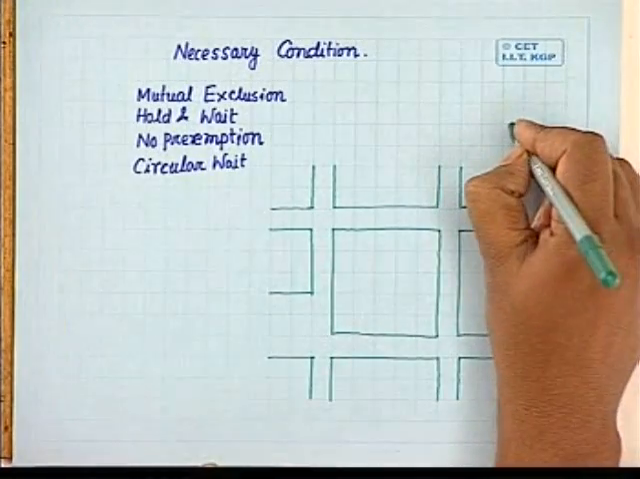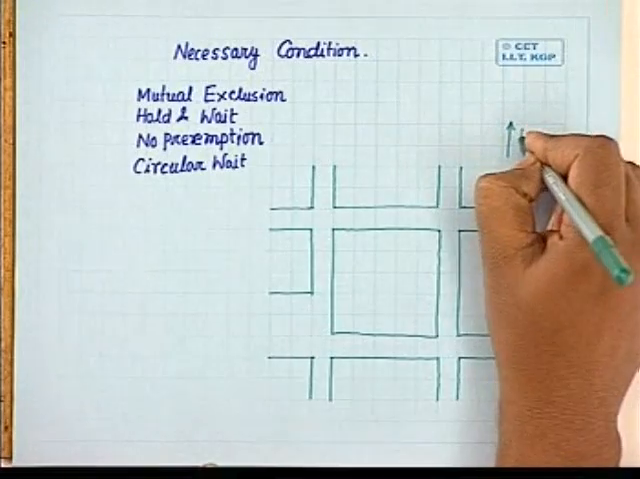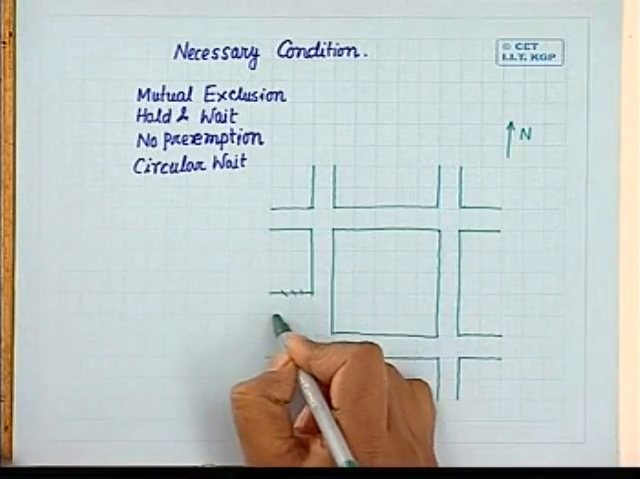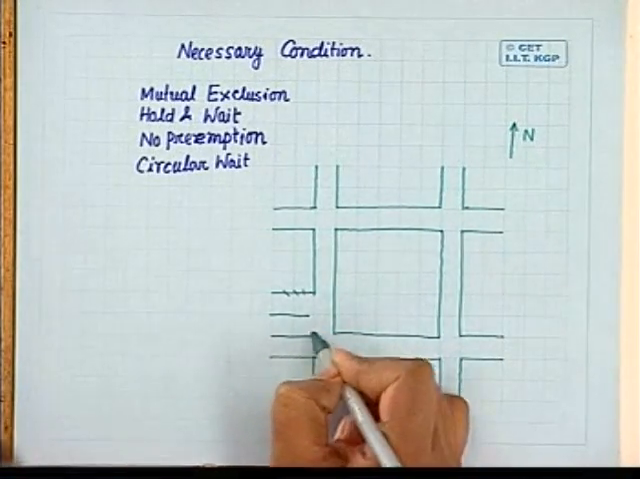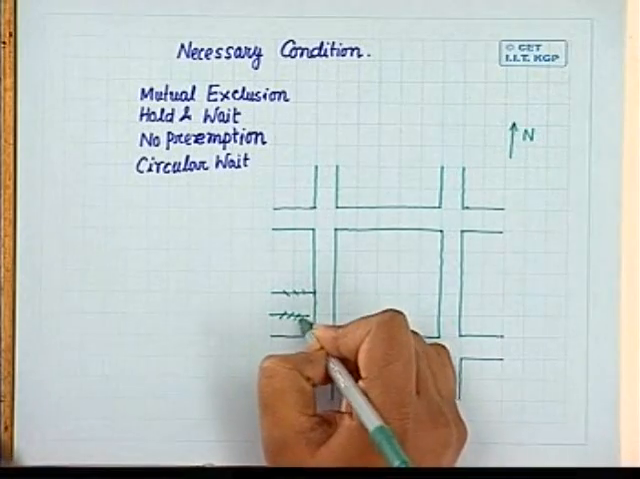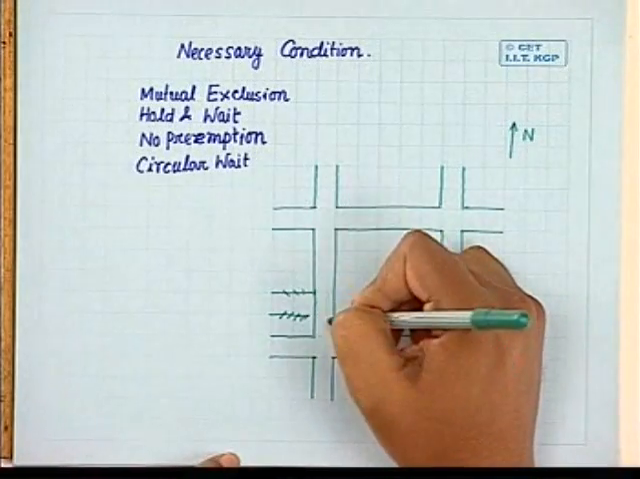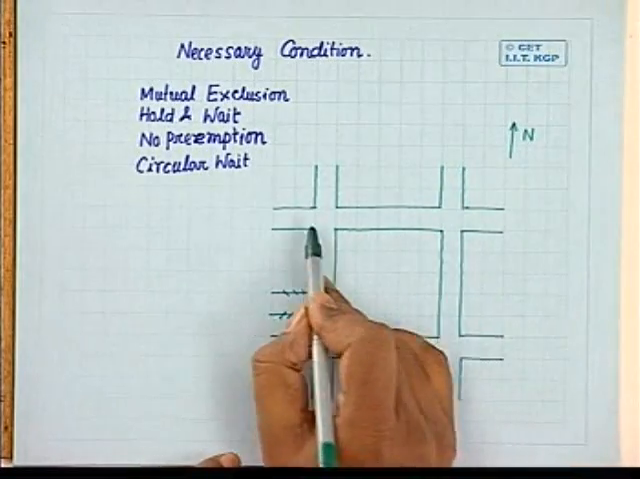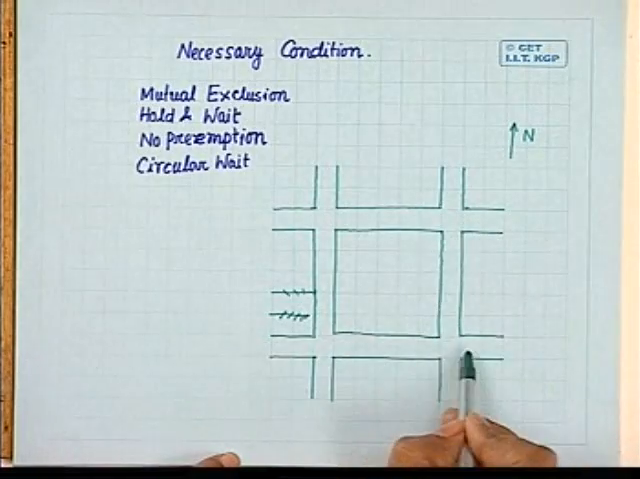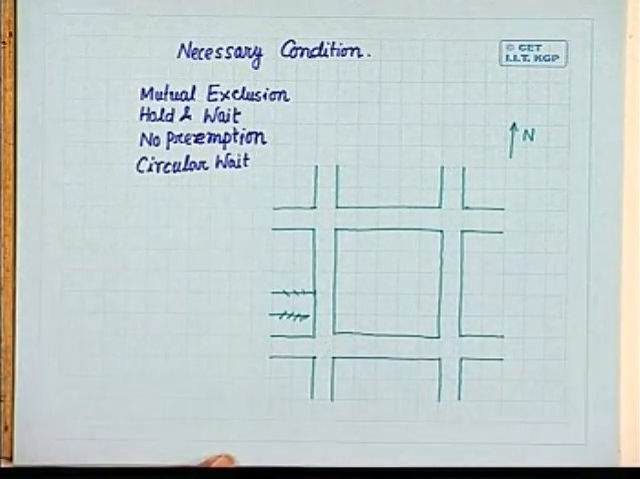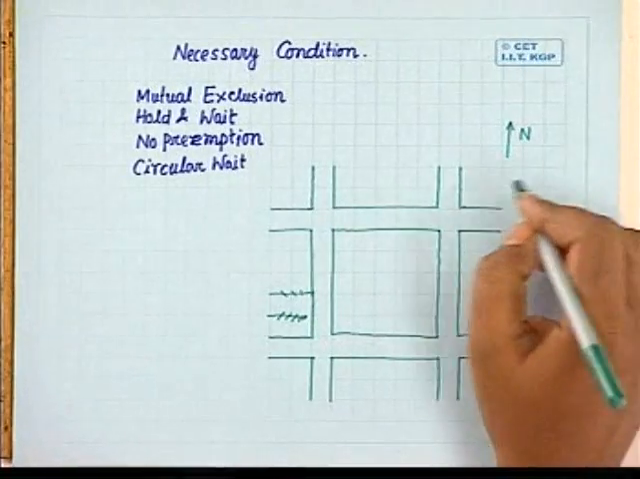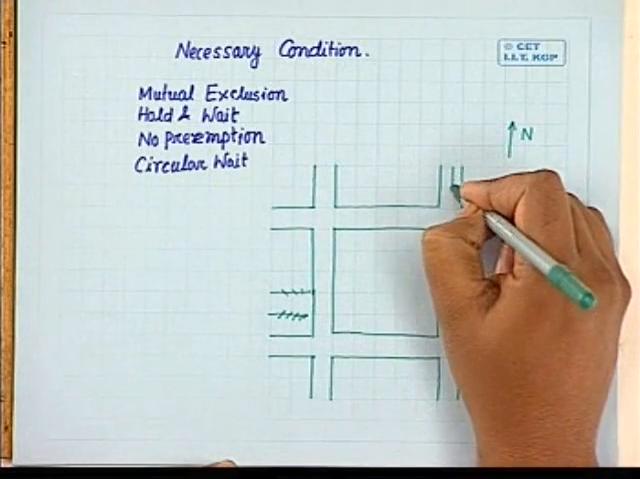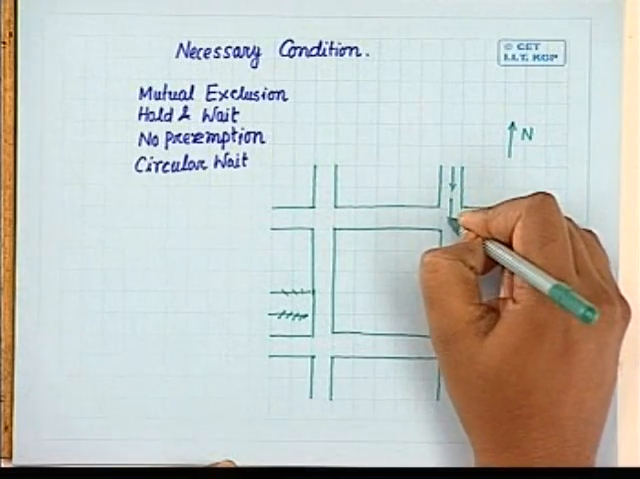So if I say that this is the north, in this road, suppose traffic can move only in the north direction. Here the traffic can move only in the south direction. Here traffic can move only in the east direction, and here the traffic can move only in the west direction. So if we have a situation like this, the cars are moving over all these roads, and at a particular point of time, we have this kind of situation.